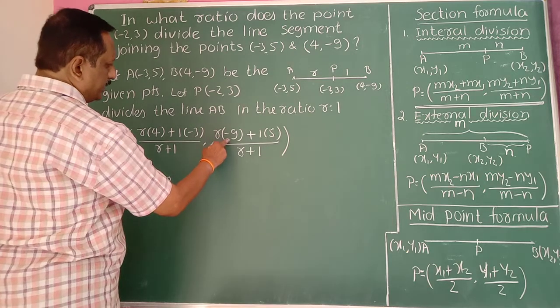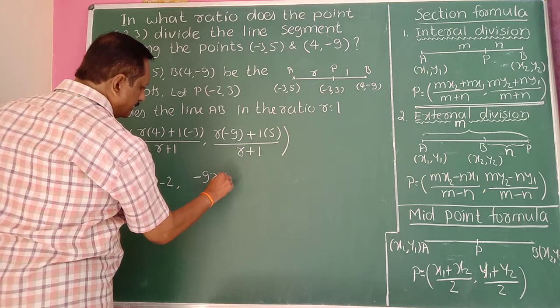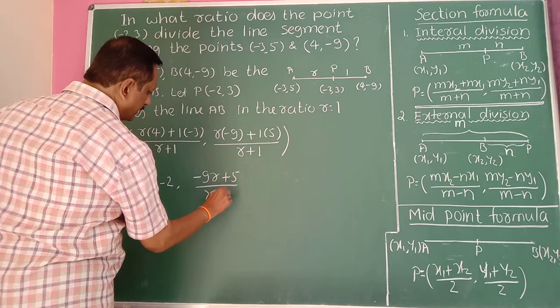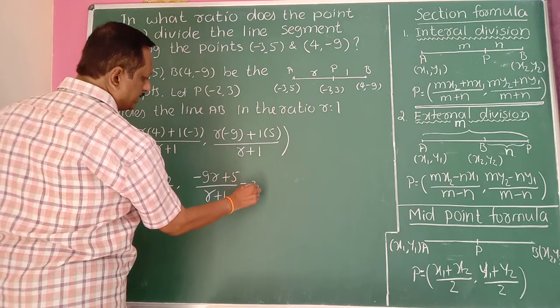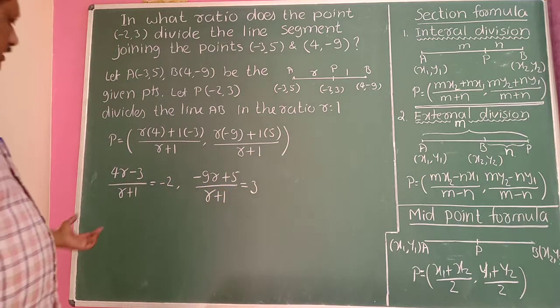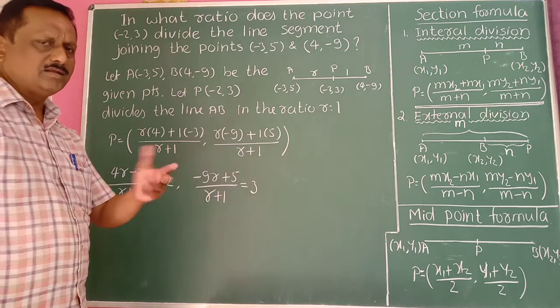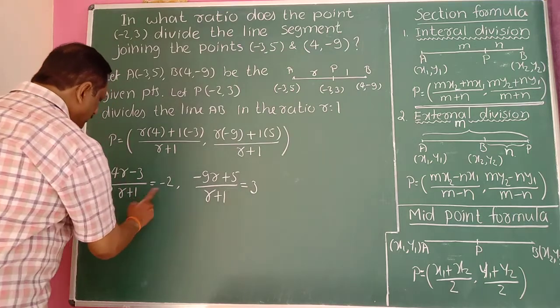Then minus 9r... 5 ones are 5 here, divided by r plus 1 is equal to 3, equating x and y coordinates here. So you choose this one or this one here. You choose any one here. Either one gives you the same answer. I am taking this side here, cross multiply.